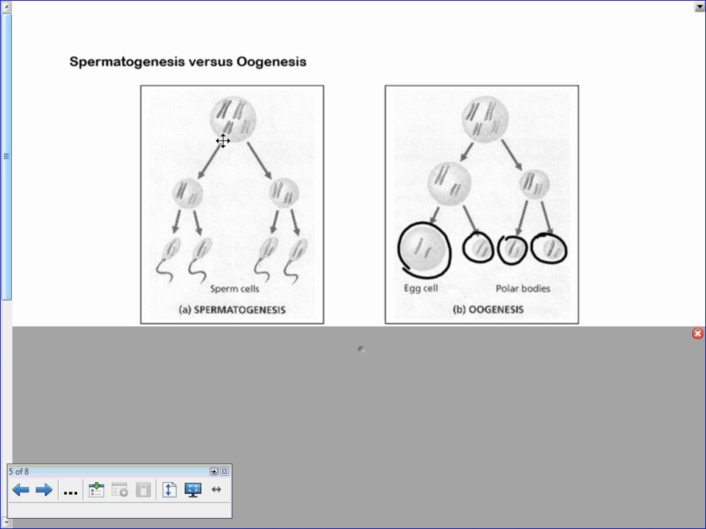So for females, this all actually starts before birth. Females start meiosis before birth. You have actually produced all of your eggs before you were born. Every egg you are ever going to produce has already been started. It's not finished, but it's already been started. And you are born with ovaries that have these immature eggs in them.